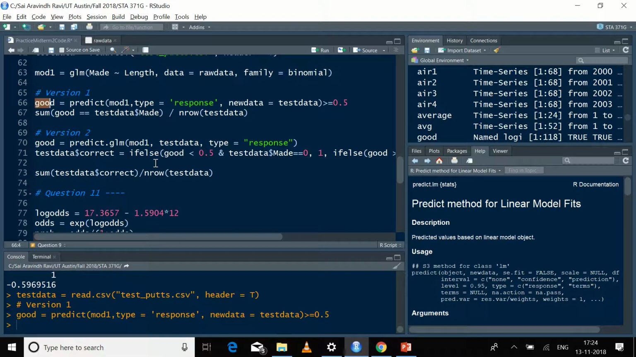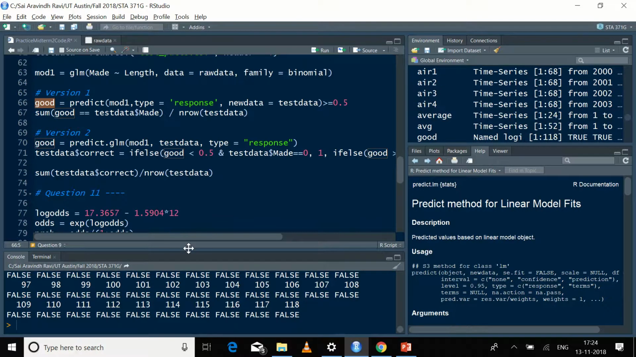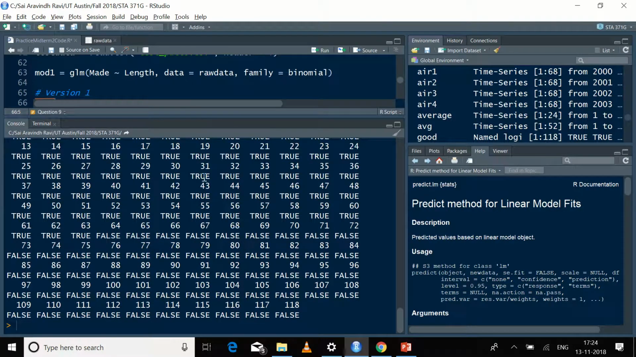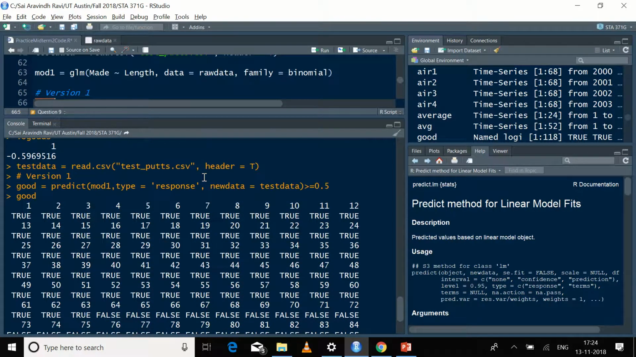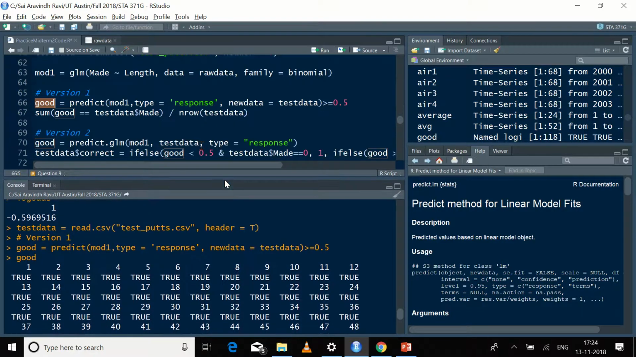Let me go ahead and print that for you so that you know what that looks like. So this gives me a table full of true and false values. And now that I know what these predictions for each of my data points in my test data are, what I'll do is I'll compare.